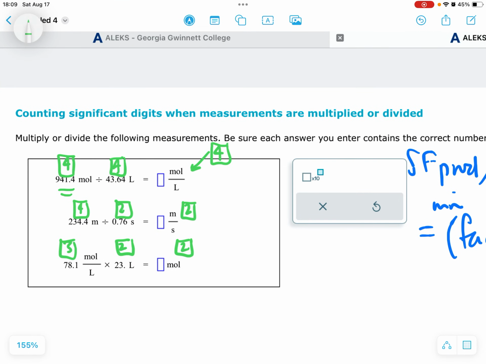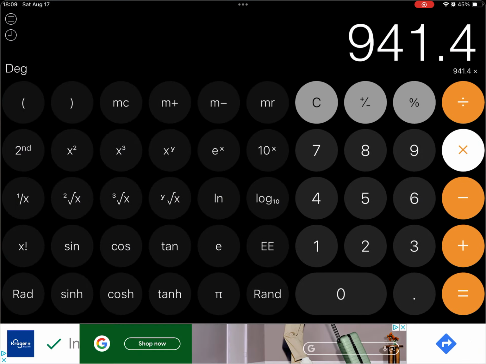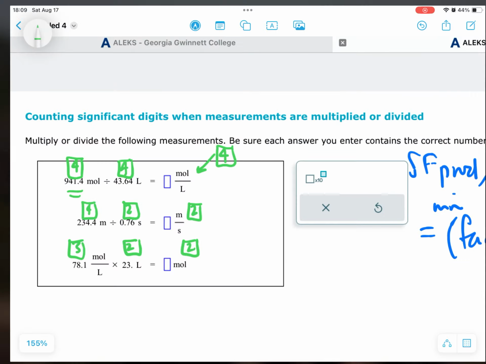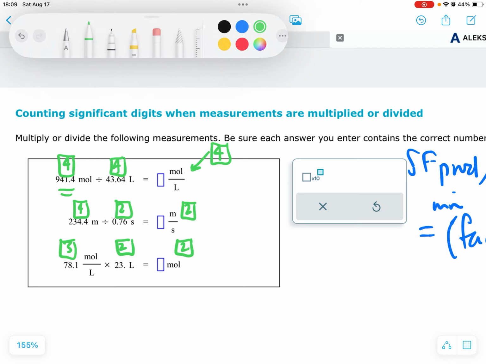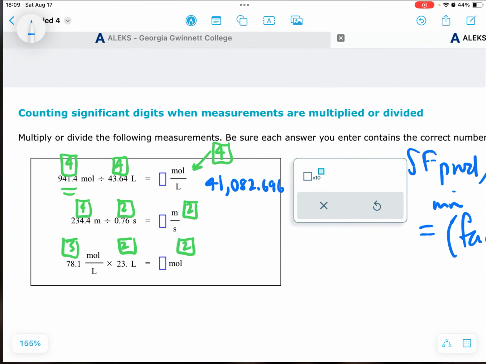Times 43.64 equals, okay, so it's going to be a lot of numbers. Okay, that's a little overwhelming. 41,082.696. See if I can remember that. Let's put this in blue now. 41,082.696. Did I get that right? Yep, I sure did. Okay.